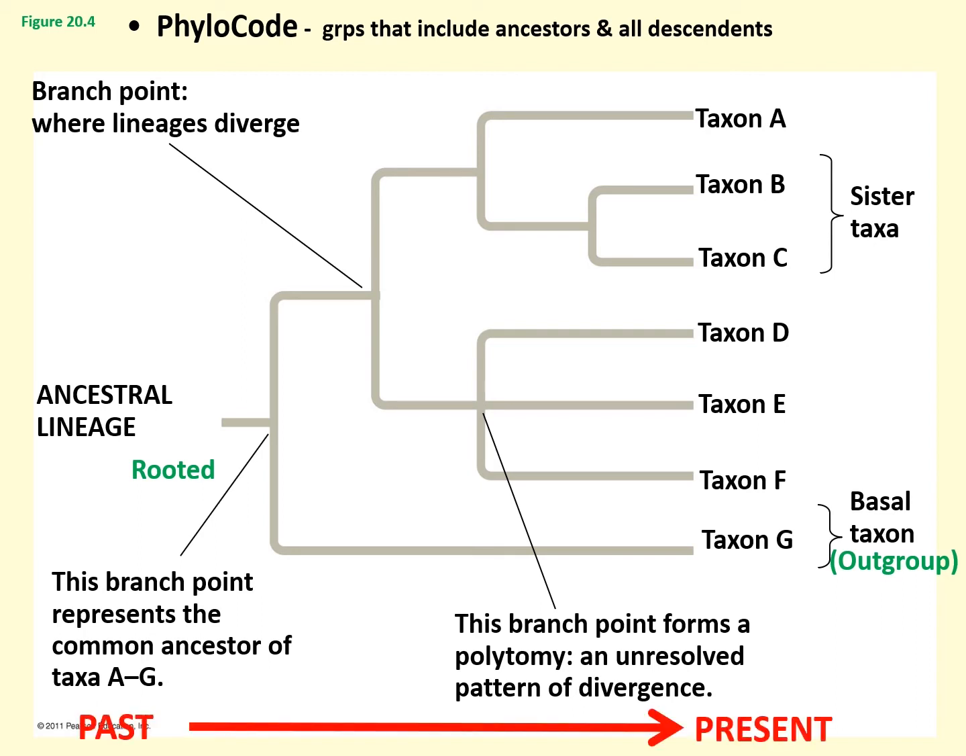What this phylogenetic tree also shows you is, here is the past, and here is the present. And one of the things that you'll notice is that all these taxa are right in the line right there. And what that means is that these are all surviving members.